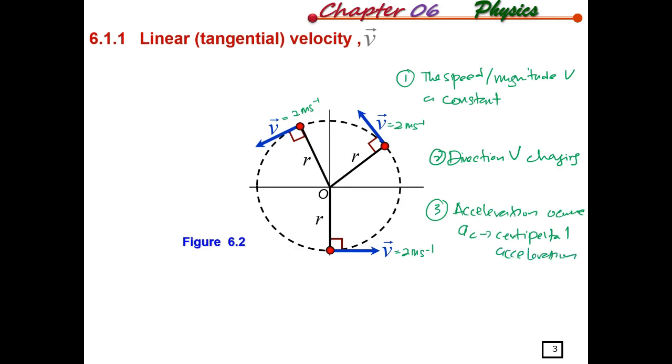Okay, centripetal acceleration. The direction of the centripetal acceleration, a_c, is always toward the center of rotation. This is the result when the direction of velocity changes, so the acceleration appears. This acceleration is known as centripetal acceleration. The direction of centripetal acceleration is always toward the center of rotation.